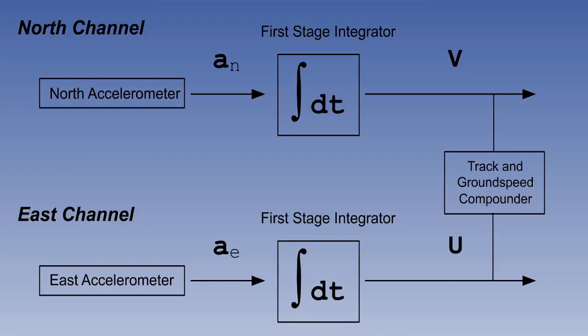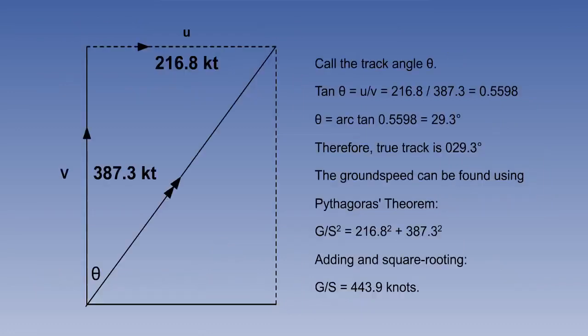These velocities will be integrated again shortly into distance gone, but even at this stage we can use them to get track and ground speed. The north and east velocities are passed to a compounder. A compounder is simply a computing device for taking velocities which have been resolved in 2 directions at 90 degrees to each other and calculating a resultant.